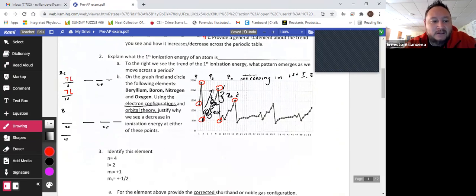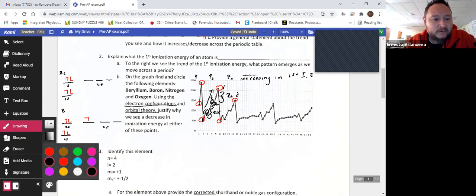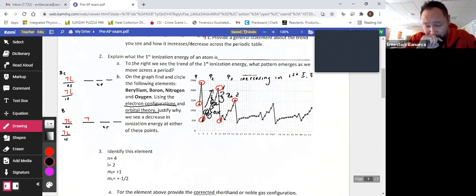Okay, let's take a look at boron. Here is the electron configuration for boron. Based on these configurations, can we see why one would have a slightly higher ionization energy than the other? Okay, well, if we look at beryllium, beryllium has a 2s orbital that's already full, right?